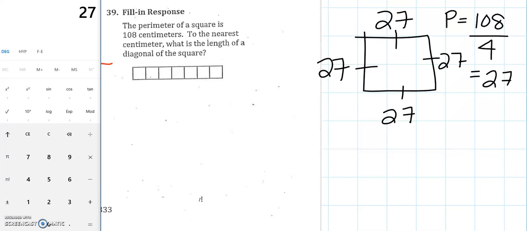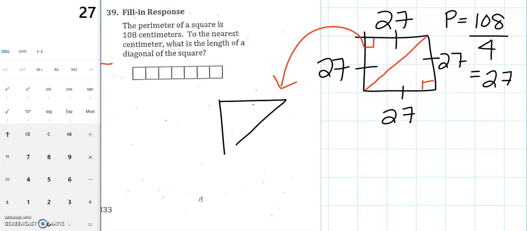The problem asked me to find the length of the diagonal. So the diagonal would go from one corner to the opposite corner, and it would divide my square into two right triangles back to back, because I know that any square has right angles in the corner. Now if I want to find out the exact length of this right triangle, I could do Pythagorean theorem, and that's always going to work, but let's also use our special right triangle information. So I'm going to break out that one right triangle to take a look at it. We have the two legs being congruent. They're both 27, and we want to find the length of the hypotenuse.